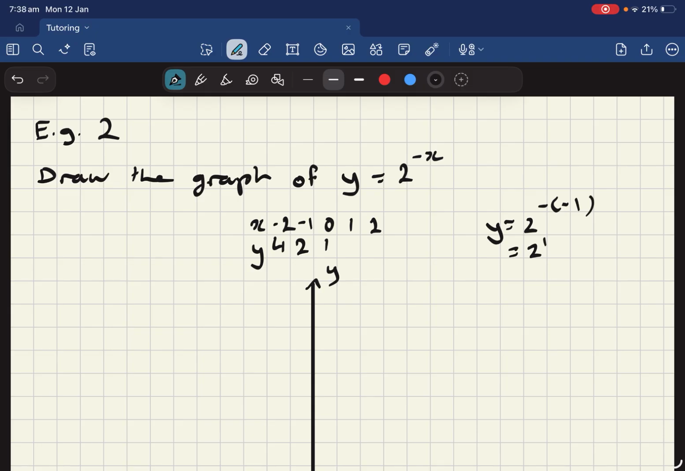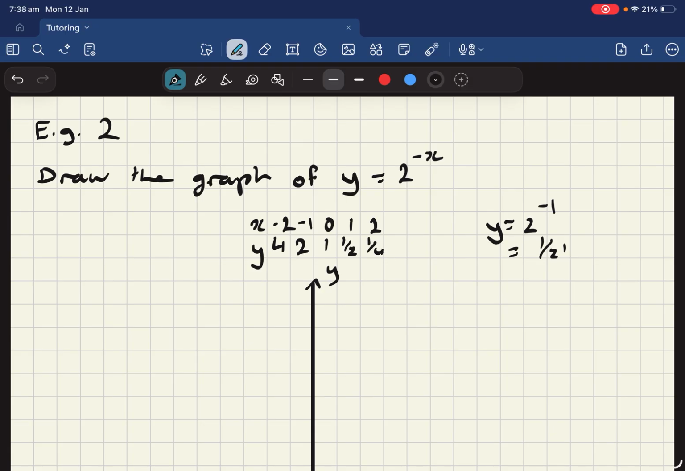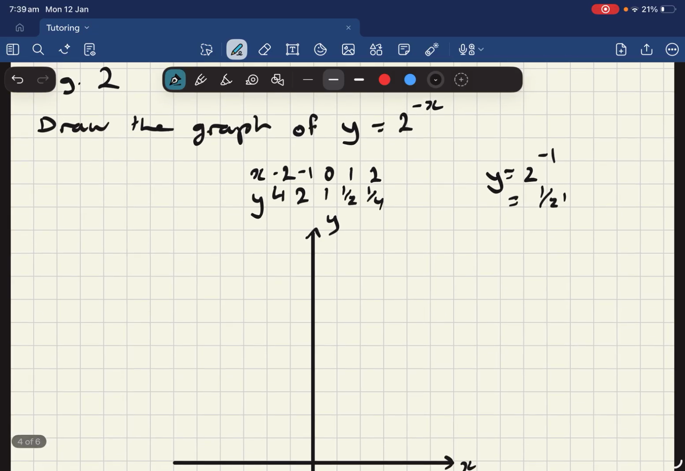Now, 2 to the power of -1, if I just sub in 1, now I get this negative power. So this will give me 1 over 2 to the power of 1, which just gives you 1 over 2. And the exact same thing is going to happen. 2 to the power of negative 2 will give you 1 over 2 squared, which is going to be 1 over 4.